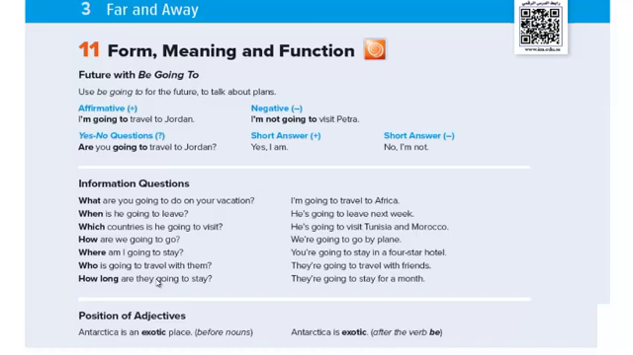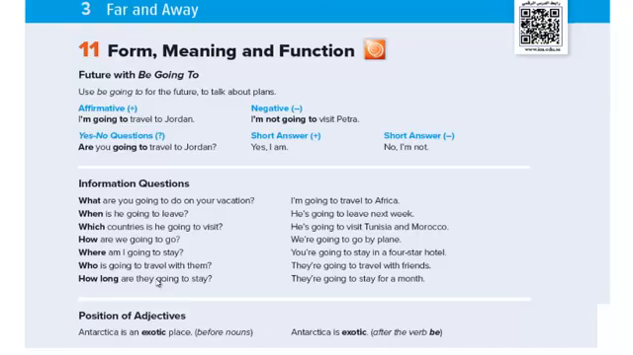Another piece to remember in this review is information questions. Information questions are those that start with the wh- question words like what, when, which, and their answers necessitate pieces of information. What are you going to do on your vacation? I'm going to travel to Africa. When is he going to leave? He's going to leave next week. Which countries is he going to visit? He's going to visit Tunisia and Morocco.